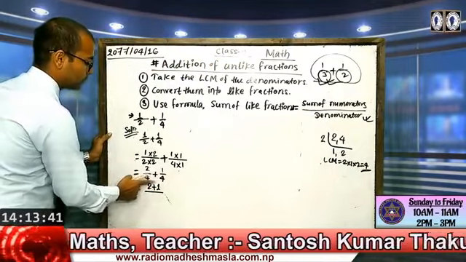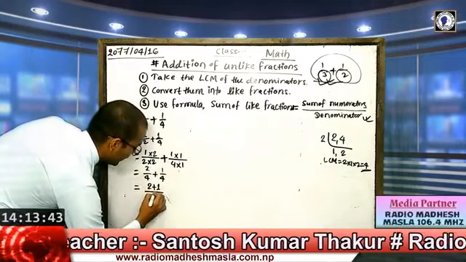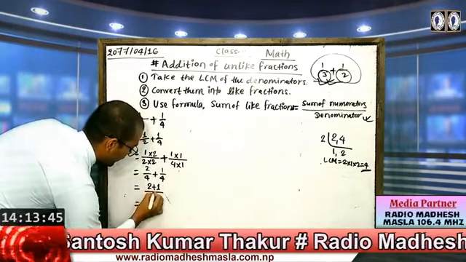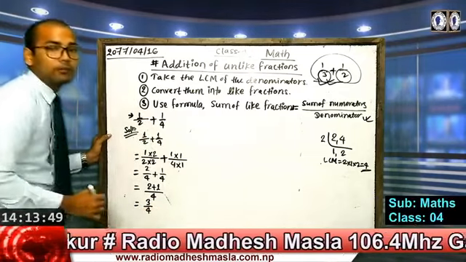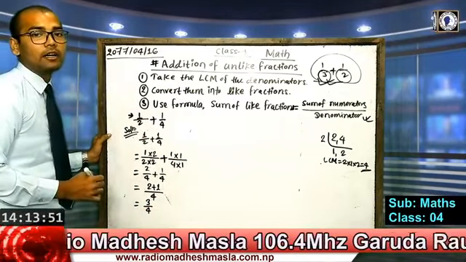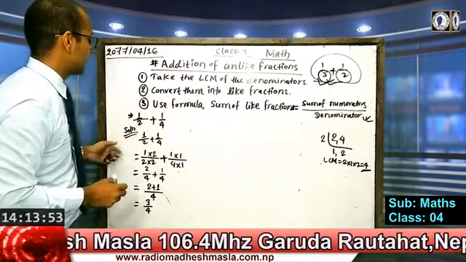4 and 4. So we should write only one denominator from them. So 4. Yes. So 2 plus 1 is equal to 3, and the denominator is 4. So 3 by 4 is our answer. Yes. I hope you are understanding about it.